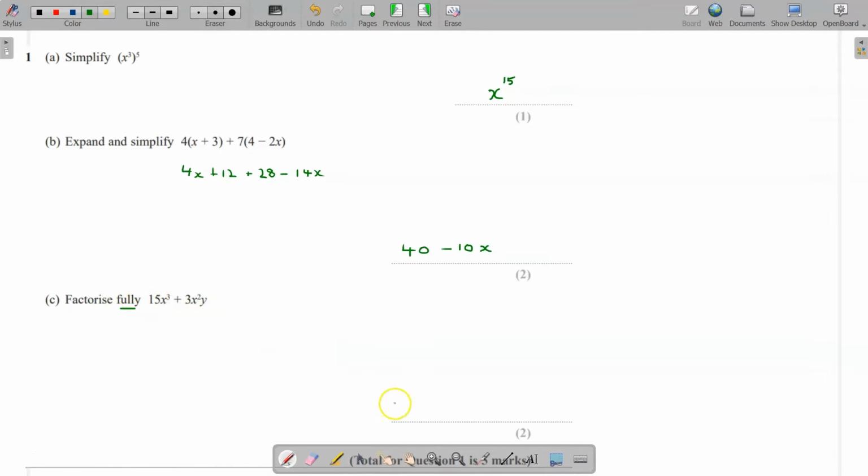And this one we've got to factorize fully, this expression here. Well, the highest common factor is 3 and x squared. That goes outside a bracket, and we have then 5x plus y, and that's it. You can multiply that out to check that it goes back to that.